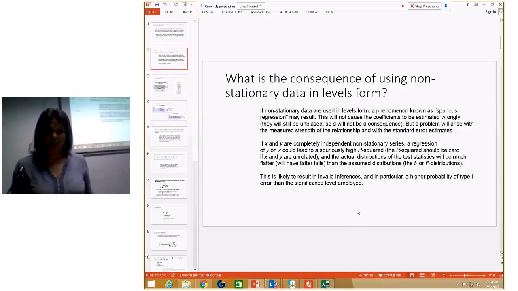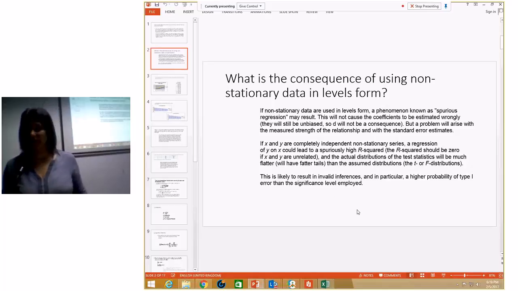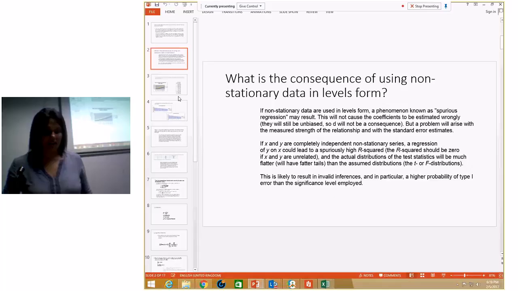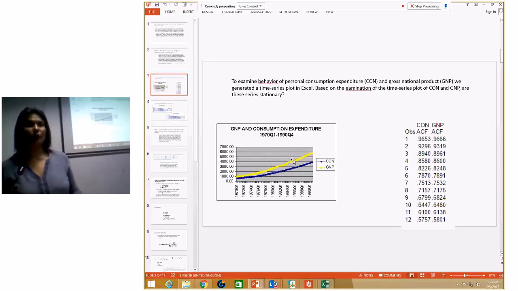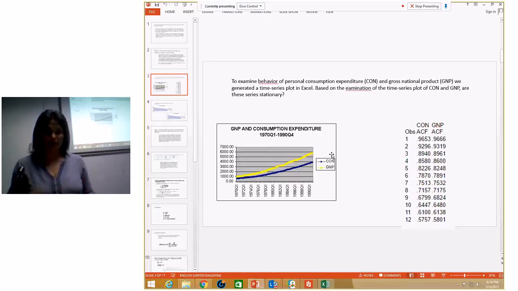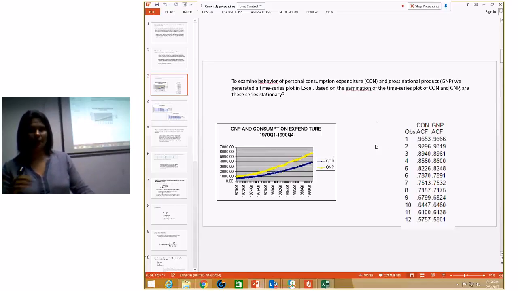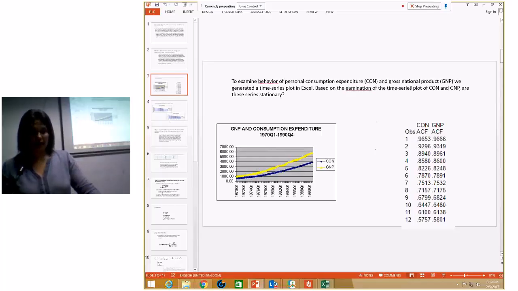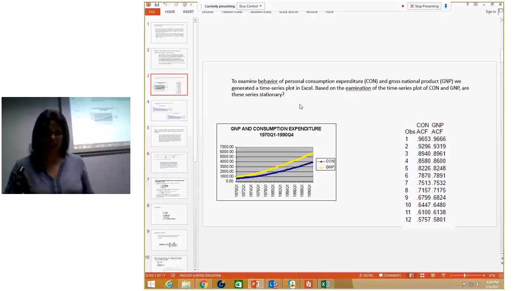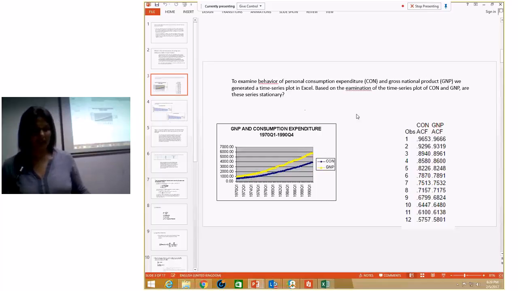That's why we convert these data to stationarity, check the cointegration, and run the model using vector autoregression. If you have a time series data set, first plot the data and see the trend. Here, for example, are the personal consumption expenditure and the gross national product variables. Are these series stationary? We can see these are trend stationary.